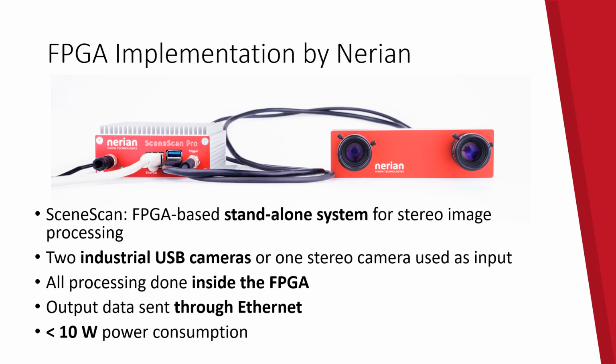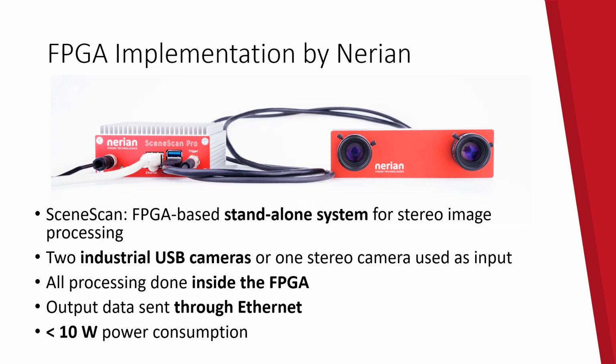The result of this work is what we can see here in the top picture on the left-hand side. This is the SceneScan 3D sensor system. It's an embedded system for stereo image processing that connects to, as in this picture, our own stereo camera or to two conventional USB 3 vision cameras. Then on SceneScan, on the built-in FPGA, we perform all the image processing and then output the 3D depth data through gigabit Ethernet. And because the system relies on an FPGA for doing all the processing, the system has a very low power consumption of less than 10 watts.